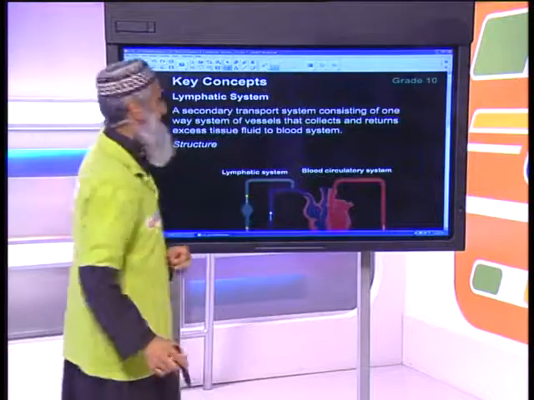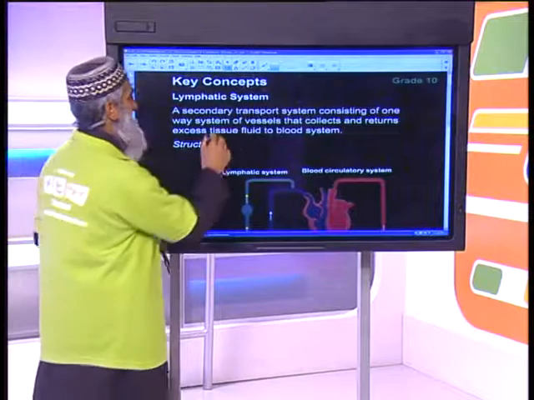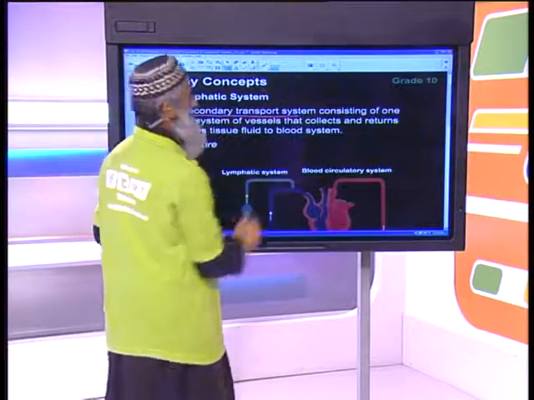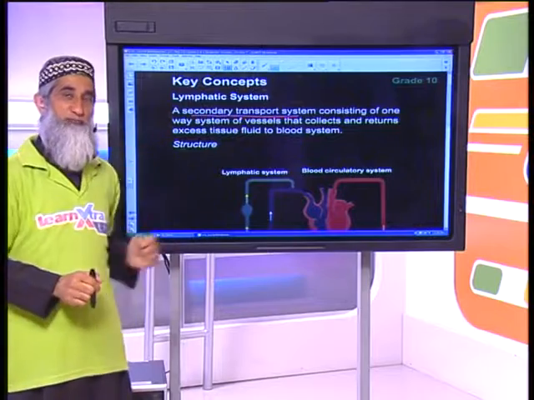I'm just going to introduce that very quickly. The lymphatic system is a circulation system that runs parallel to our blood circulatory system. So we call it the secondary transport system. Its job is mainly to return tissue fluid back to the heart.